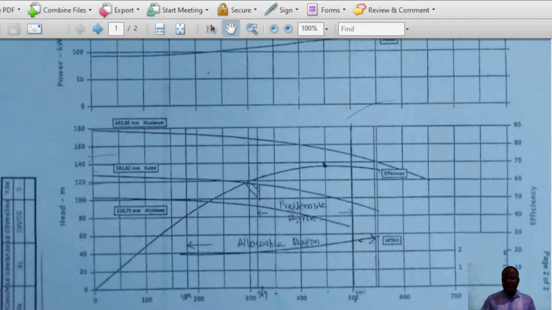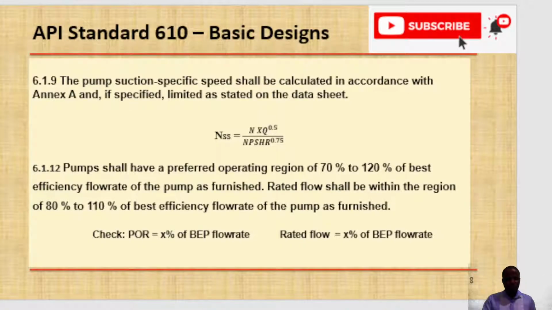Okay, now another thing that you also need to check is the rated flow. Now if you go back to the slide, we said the rated flow shall be within the region of what? 80 to 110% of the best efficiency flow rate of the pump. Now if you look at your rated capacity, don't forget, you must have specified your rated capacity on the process data sheet for the vendor.